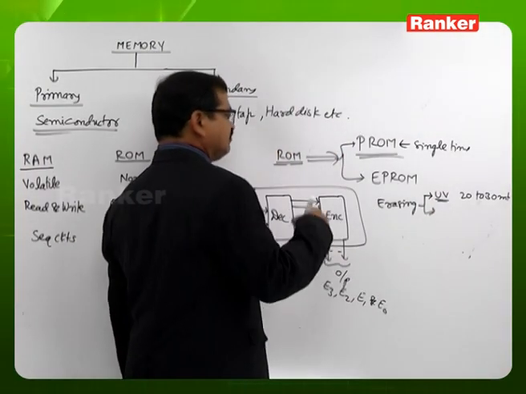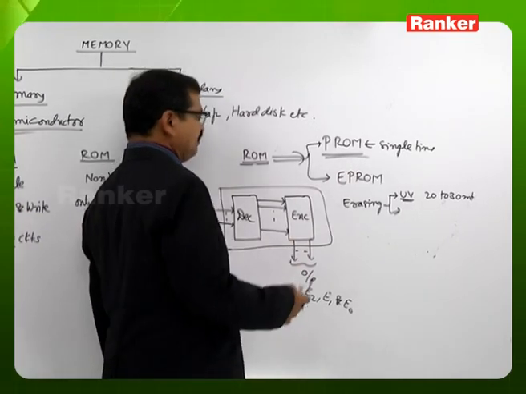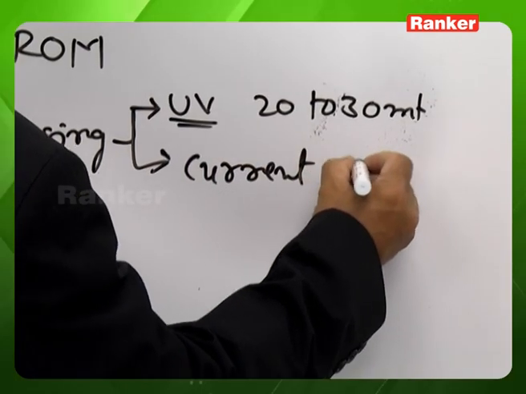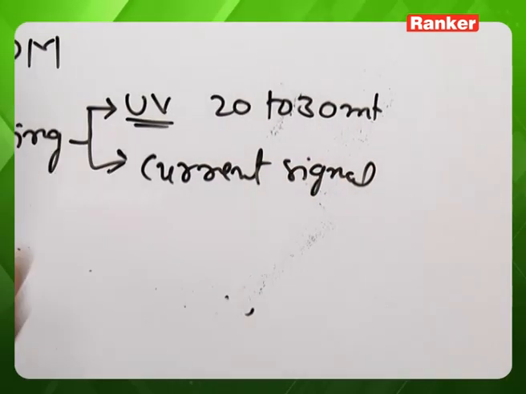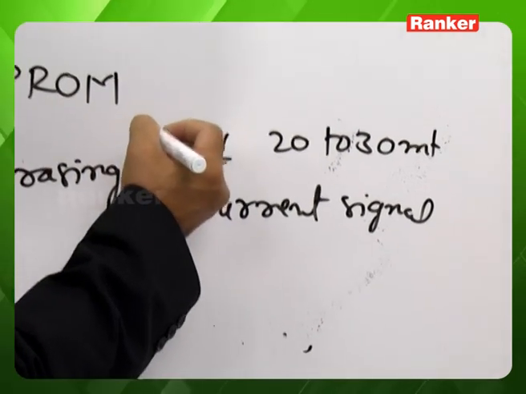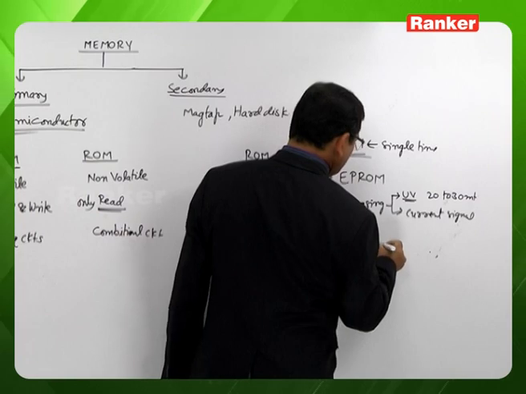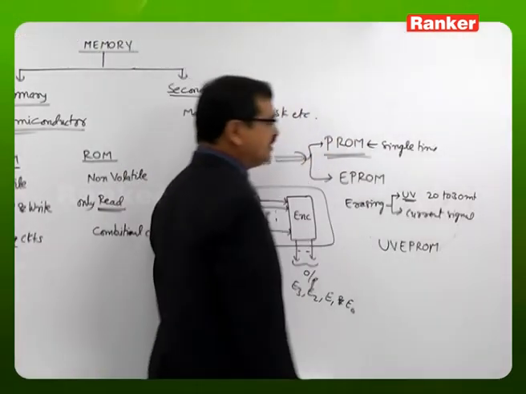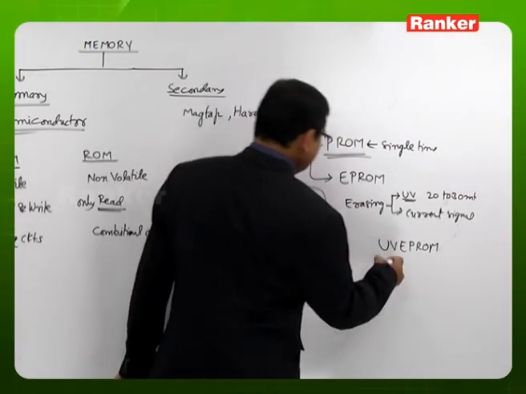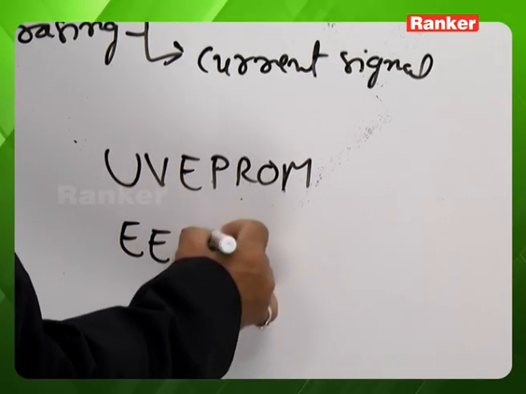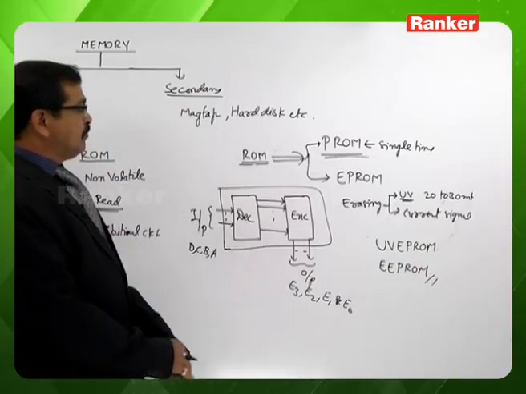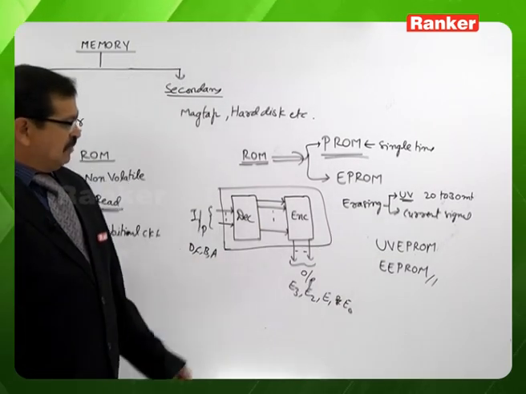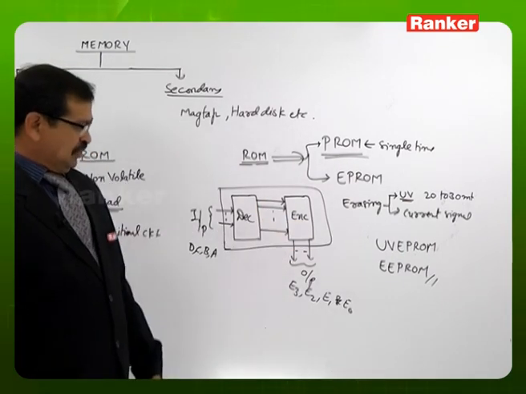And in the other case, erasing is possible by sending current signals. If we have the erasing operation by exposing the chip to ultraviolet radiation, we name it UV erasable programmable read-only memory. If we have the erasing operation by sending an electric signal, it is named electrically erasable programmable read-only memory. For this case, the erasing will not take much time. It is a matter of a few milliseconds or microseconds.